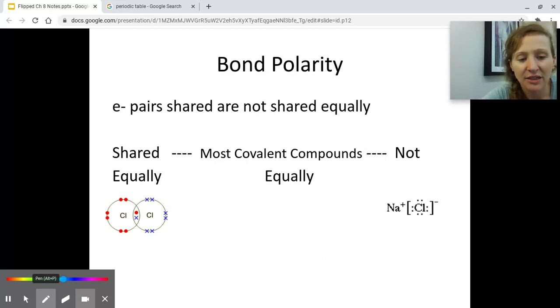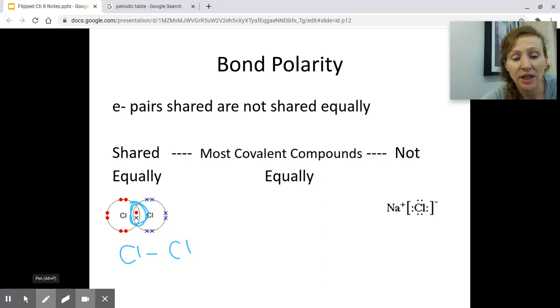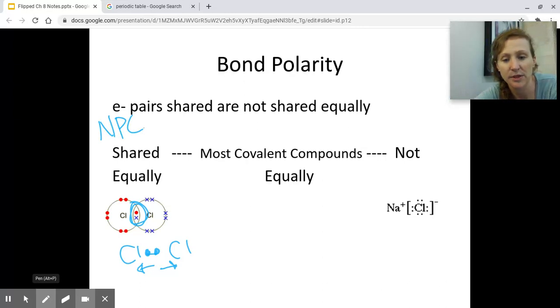If you look at the bond between two chlorine atoms, these electrons that are in the middle are perfectly shared between them. Chlorine and chlorine have the exact same electronegativity. These two electrons have no reason to be pulled one way or the other. Same number of protons, same number of electrons, same electronegativity. They're going to be shared perfectly equally. So that would be a non-polar covalent compound.